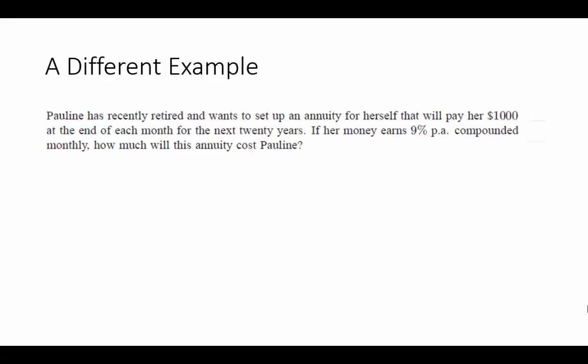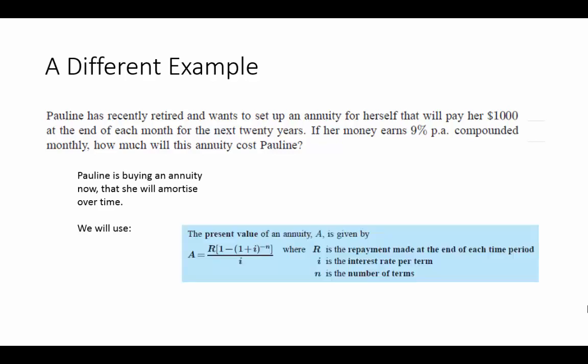Now, a different example. Pauline has recently retired. She wants to set up an annuity that will pay $1,000 at the end of each month for the next 20 years, and she's earning 9% interest compounded monthly. How much is it going to cost to buy this annuity? So she's buying the annuity now, and she'll amortize it over time. So we're going to use the present value of an annuity formula.